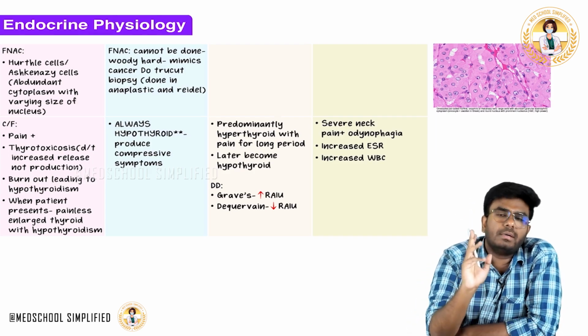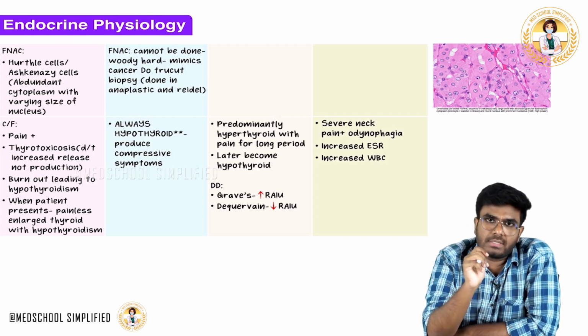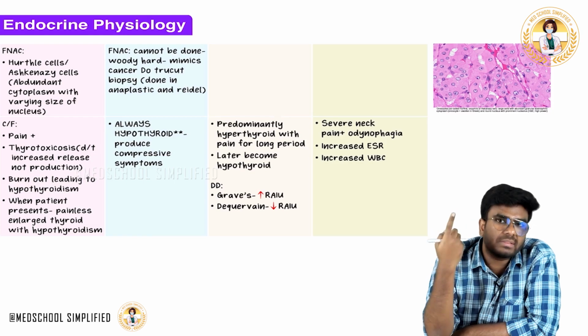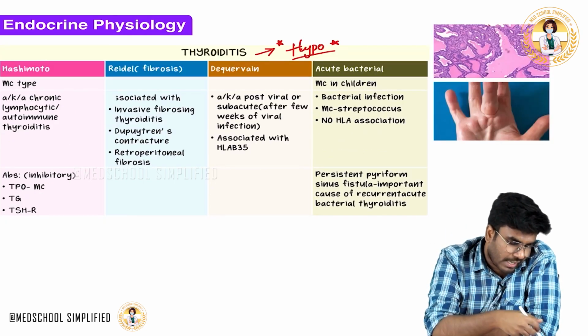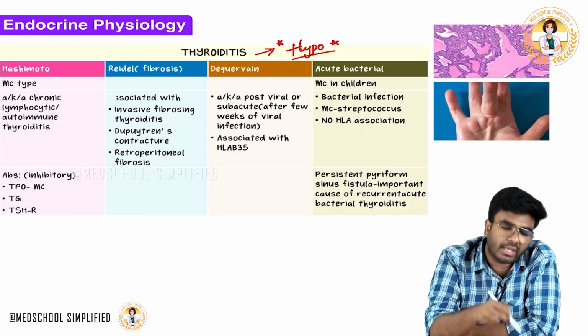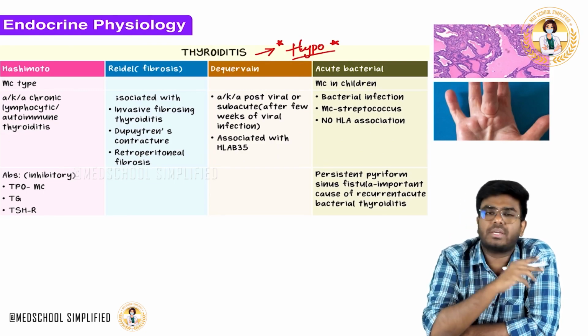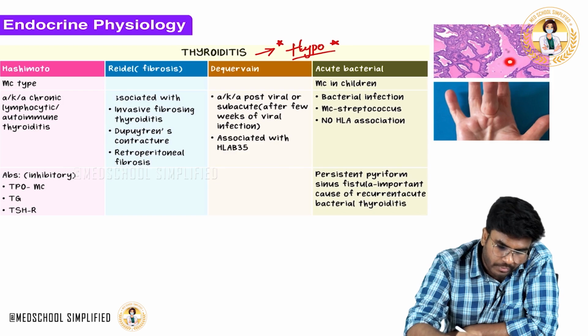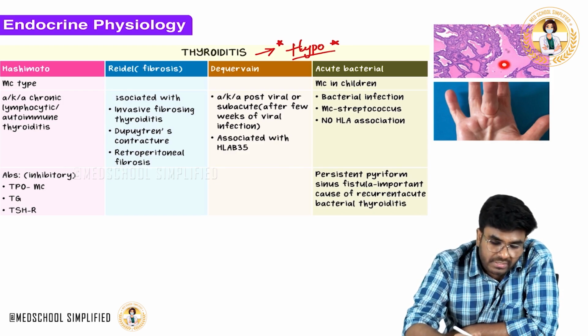Here I want you to know two important points. The histological report of Graves' disease. Graves is an example of hyperthyroidism. Hashimoto's is a thyroiditis, and thyroiditis will all the time cause hypothyroidism. Now, please look here, guys. This is the histological view of Graves' disease.